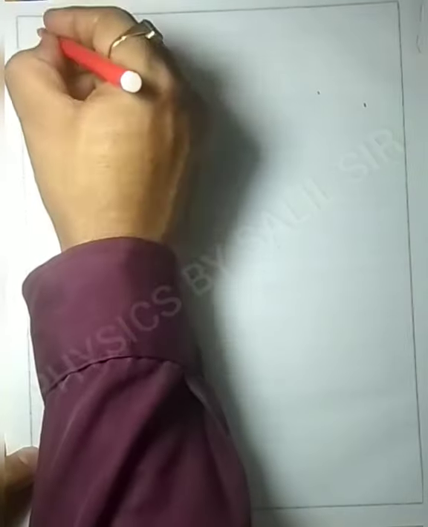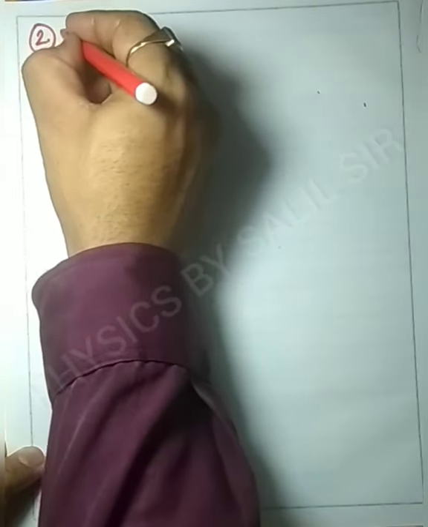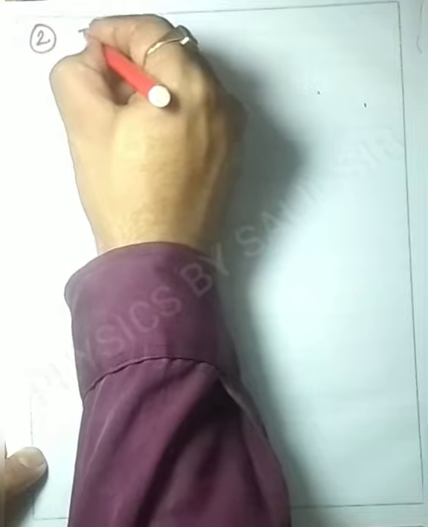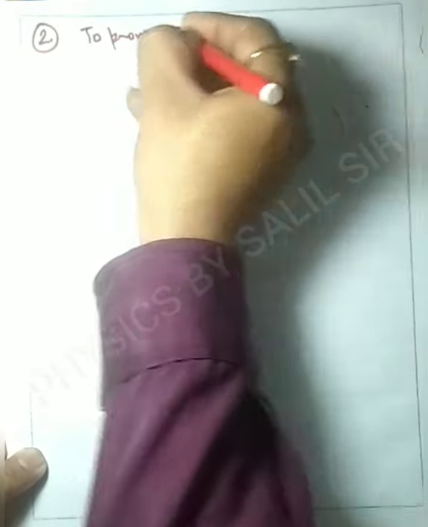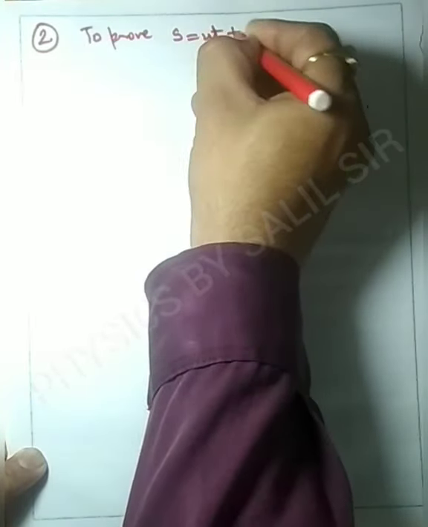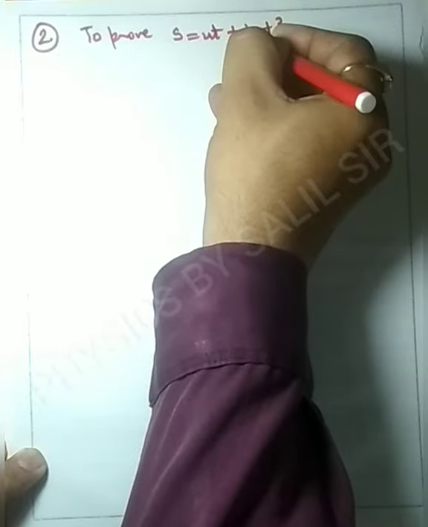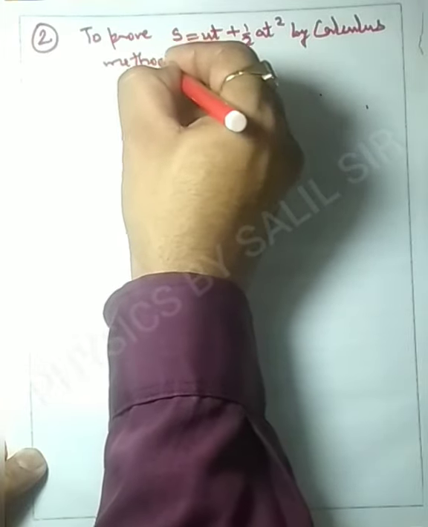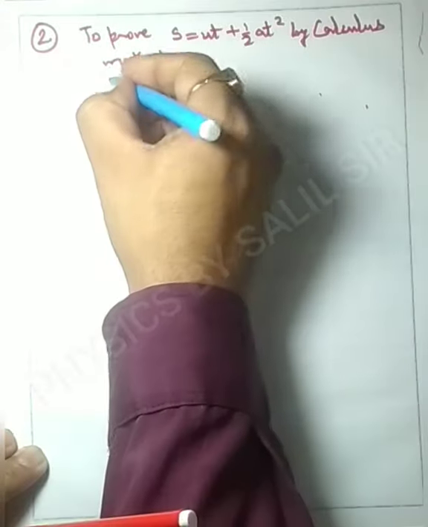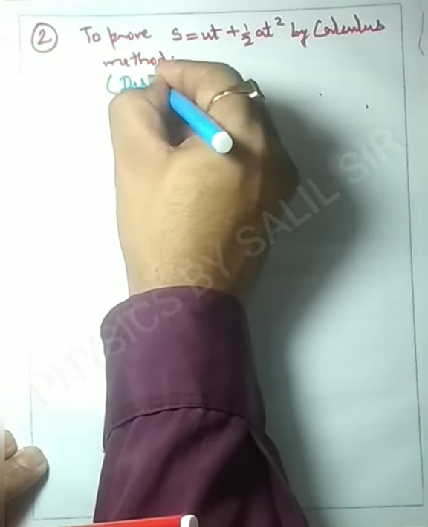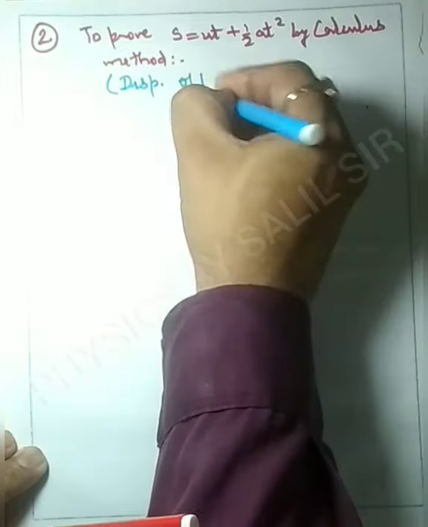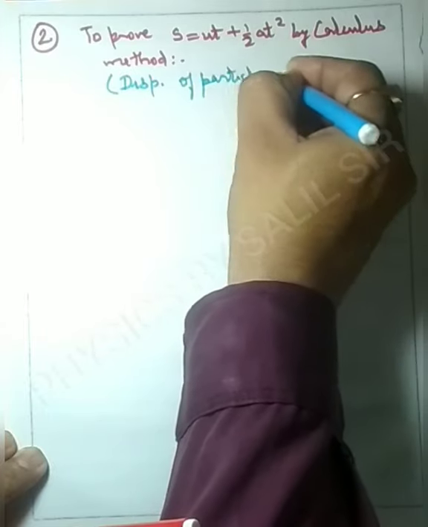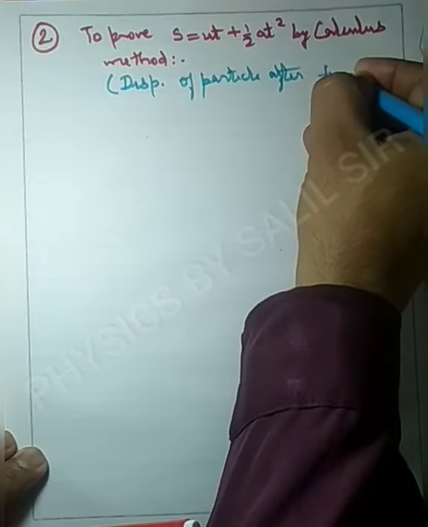And now we have to prove the second equation of motion. The second equation of motion is to prove S is equal to ut plus half at square by calculus method, or this is the proof of displacement of particle after time t.